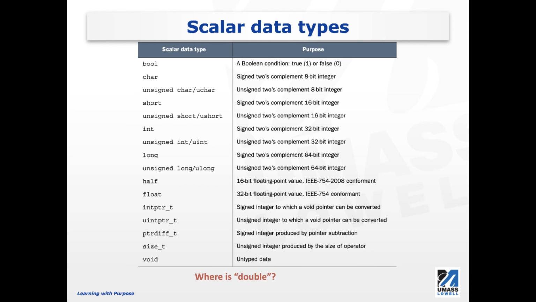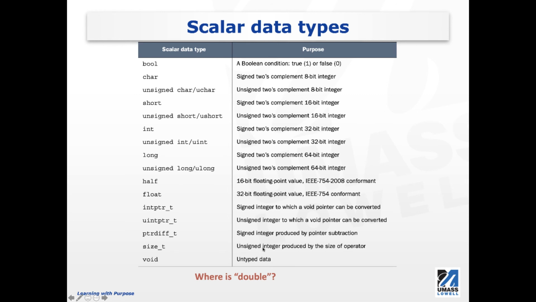There are some data types that are specific to OpenCL programming. For example, these three types are related to pointers, and this one, intptr_t, is a signed integer to which a void pointer can be converted. Similarly, uintptr_t is an unsigned integer to which a void pointer can be converted. ptrdiff_t is a signed integer produced by pointer subtraction. As you can see, these three types are useful when we operate on memory addresses.